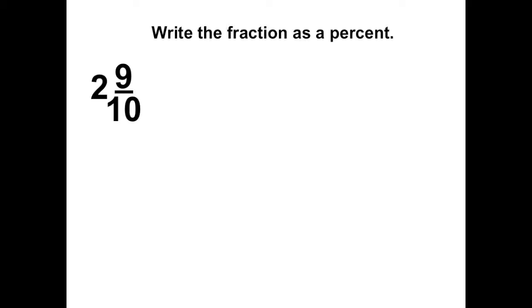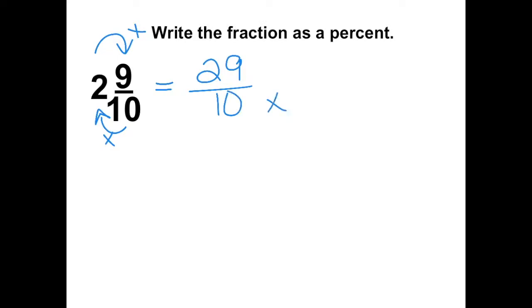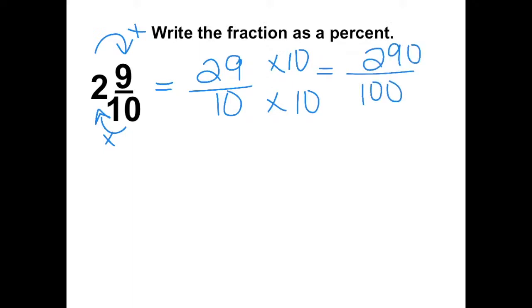2 and 9/10 can first be rewritten as an improper fraction. 10 times 2 is 20, plus 9 is 29. Keep the denominator the same. Now we want to multiply the denominator by 10 and also the numerator to get a denominator of 100. This gives us a numerator of 290. 290 out of 100 can be written as 290%.